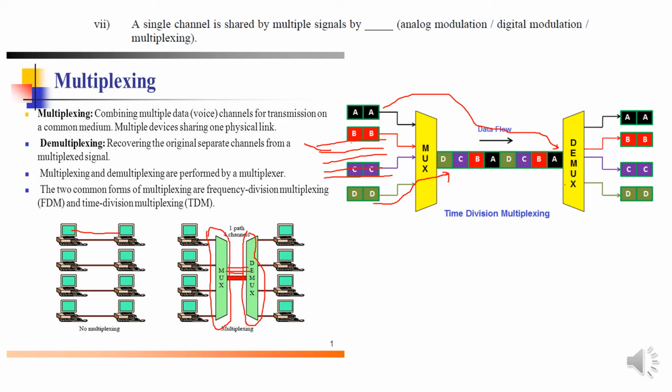So in both the cases we see that the single channel is used by multiple signals. The single channel is shared by multiple signals. So this is multiplexing. There are two types of multiplexing. So now probably any more detailed question on multiplexing or analog or digital modulation you will be able to answer.